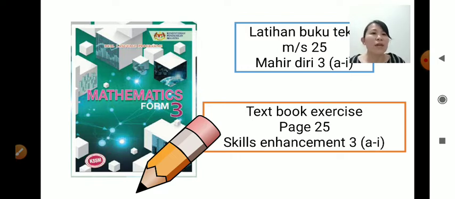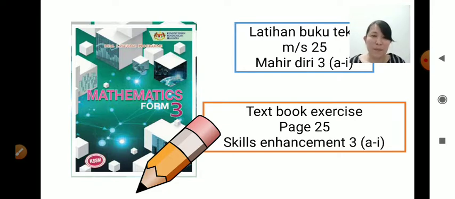So you can try textbook exercise page 25. Skills enhancement, question 3, A to I. So there are 9 questions in your textbook. So please go and download your digital textbook. Get your digital textbook from your teacher and download them for your use.